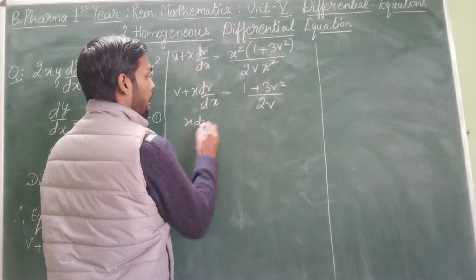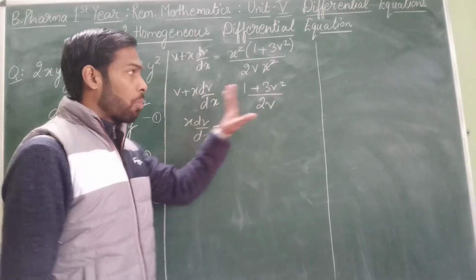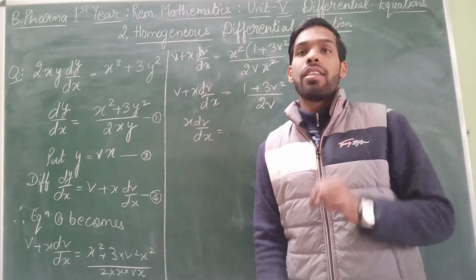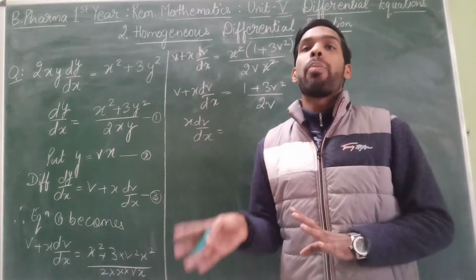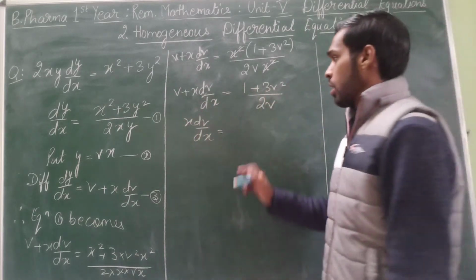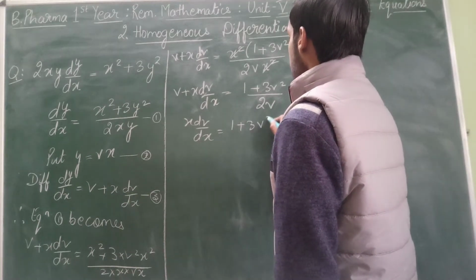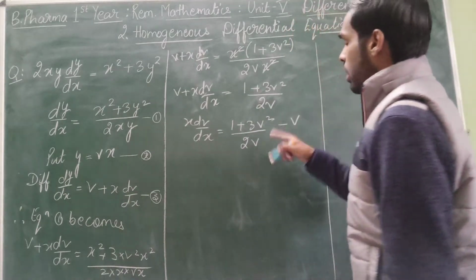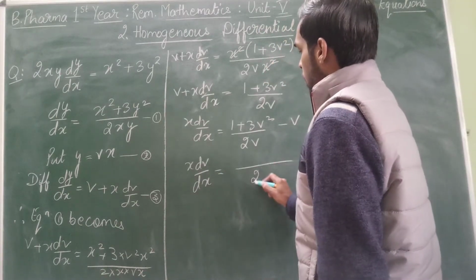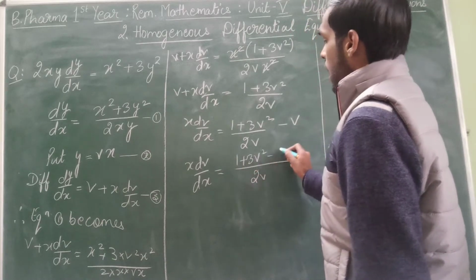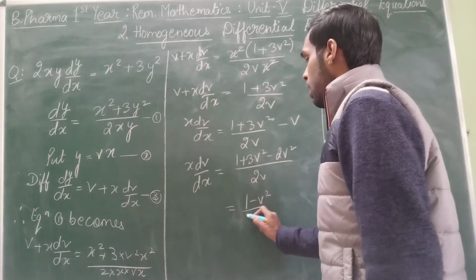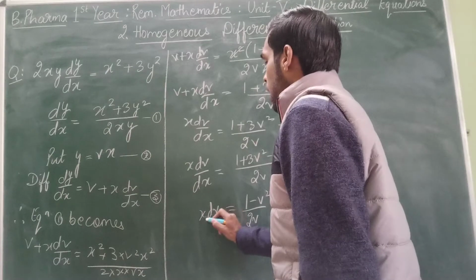So x dv by dx. See friends, if you just observe this equation which we have done in this step, the whole equation has been changed in two variables. Those are x and v. So now you have to separate the variables. That is, separate all the variables of v on the left hand side and of x on the right hand side. So (1 plus 3v square) upon 2v minus v. Now we can take LCM. 2v, 1 plus 3v square minus 2v square. Okay. Solve it. It will be (1 plus v square) upon 2v x dv by dx.